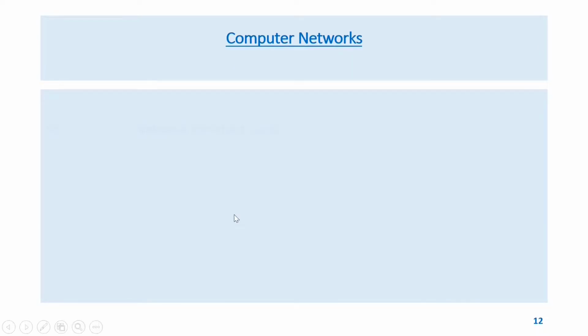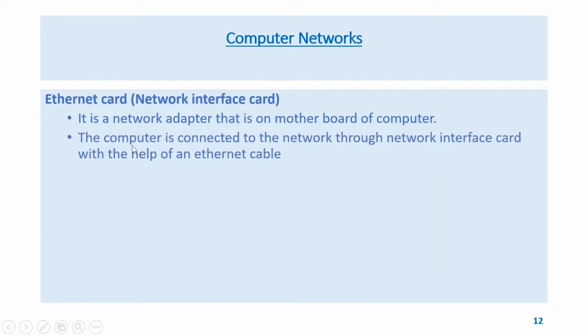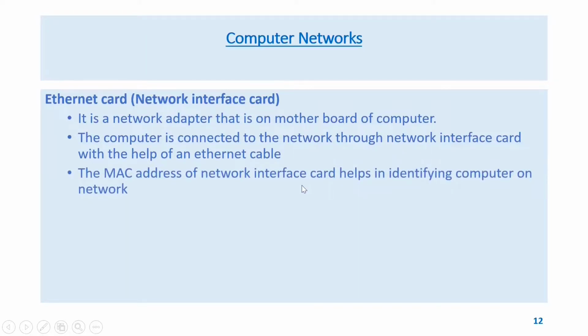Now let us look at Ethernet card and RJ45. Ethernet card or network interface card. It is a network adapter that is on the motherboard of the computer. The computer is connected to the network through the network interface card with the help of an Ethernet cable. The MAC address of the network interface card helps in identifying the computer on the network.